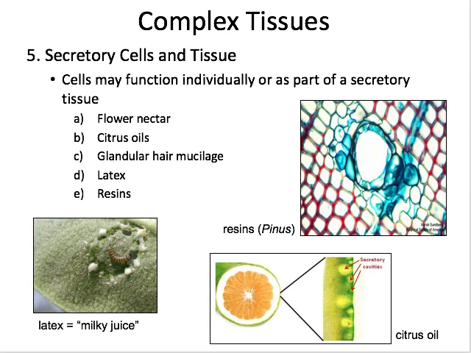Our fifth and final complex tissue that we will learn in this class is the secretory tissues, which of course is made up of secretory cells. Cells may function individually or as part of a secretory tissue, as part of this complex region. And this is how things such as flower nectars, citrus oils, glandular hairs that produce mucus, latex, and resins are produced by plants, just to name a few.